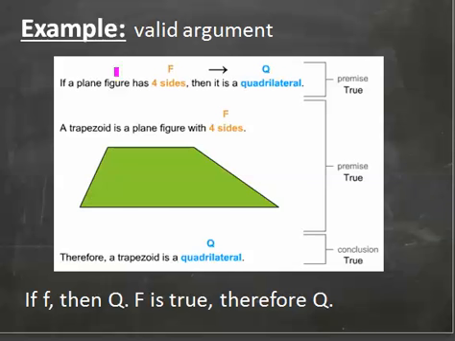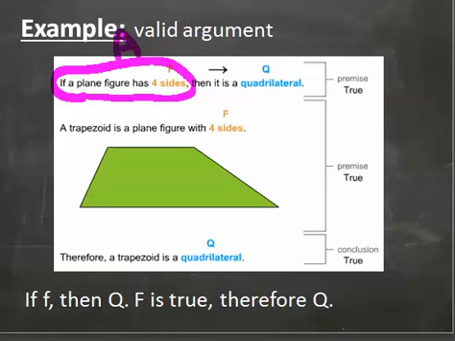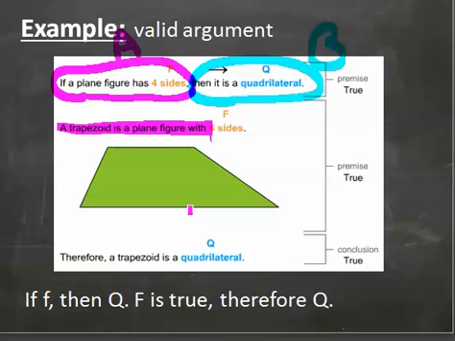Looking at this example, it says if a plane figure has four sides, then it is a quadrilateral. This is A. I'm saying if this is true, the next thing that you can say is B. Then I'm going to make another statement. This is A. A trapezoid is a plane figure with 4 sides. I'm making that statement. Therefore, I have to say that B is also true.